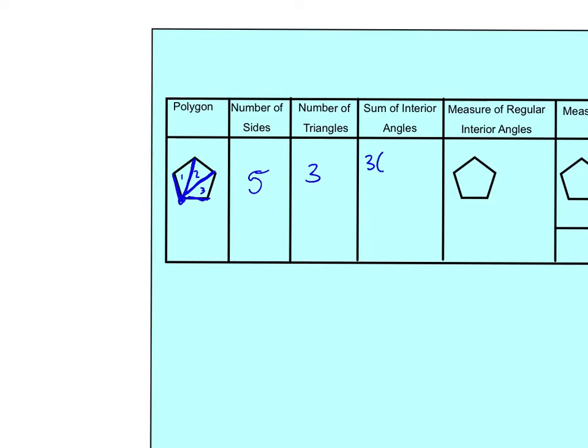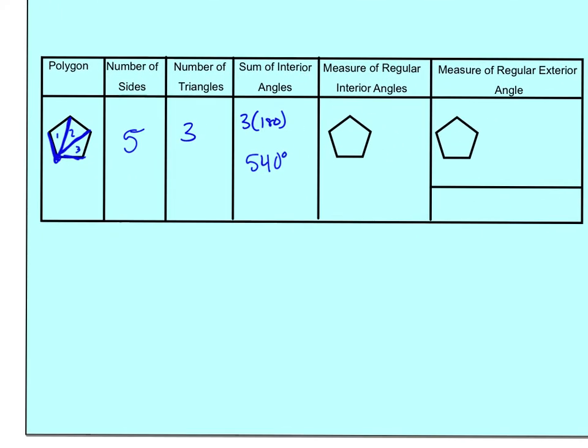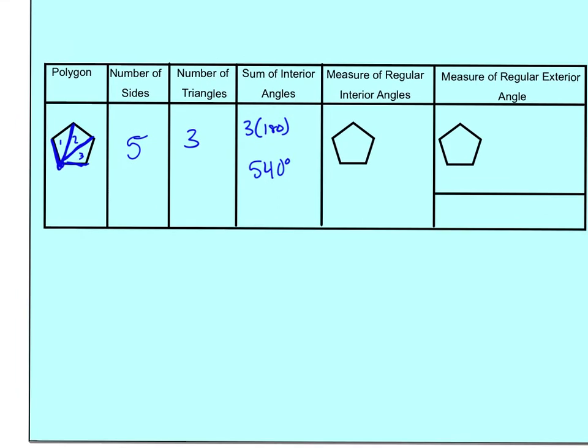So my sum is going to be 3 times 180, which will be a total of 540 degrees. Now, regular interior angles means all 5 of these are equal. So I'm going to take 540 divided by 5, and that's going to give me 108 degrees.